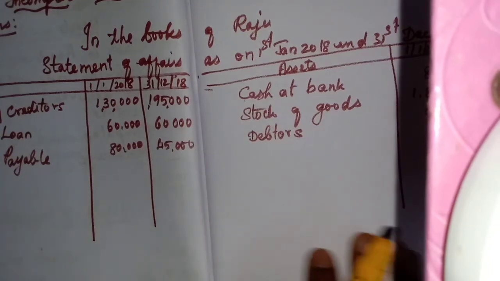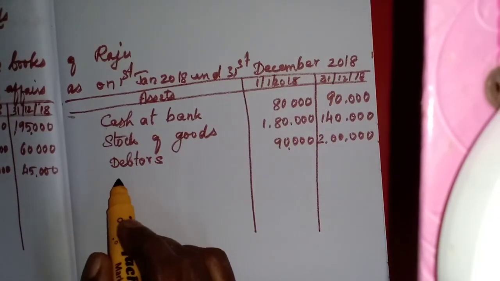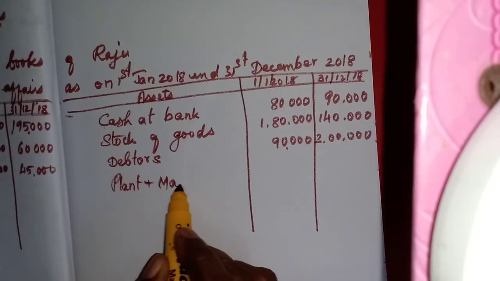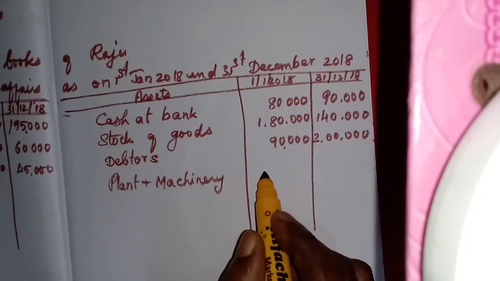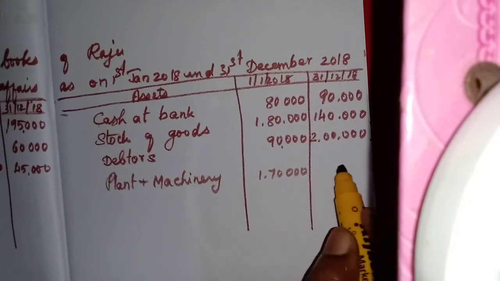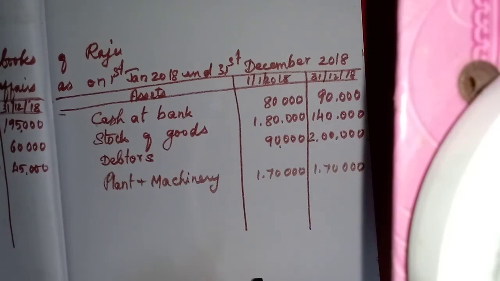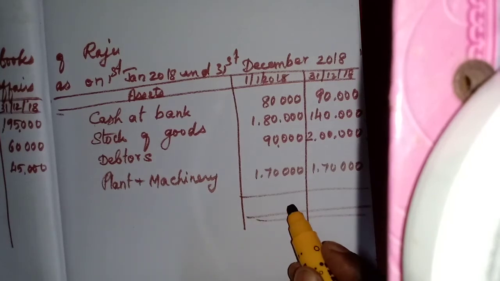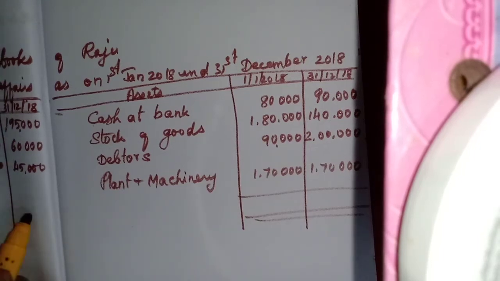And plant and machinery, that is a fixed asset, isn't it? Plant and machinery 1,70,000, here also 1,70,000. That's all the items we have written. Now we will add and calculate the remaining balance. Here also you draw the line, straight.